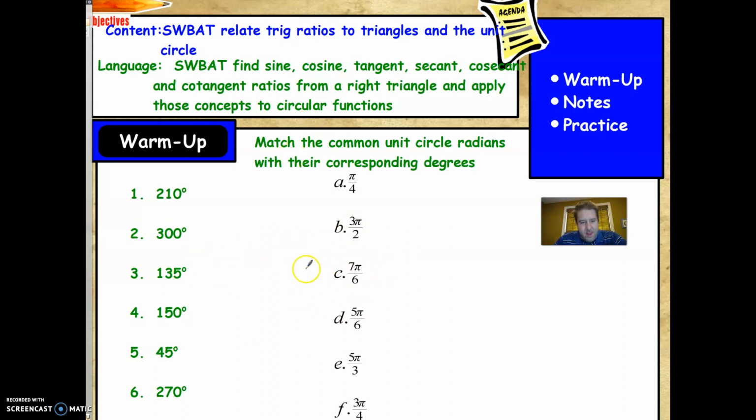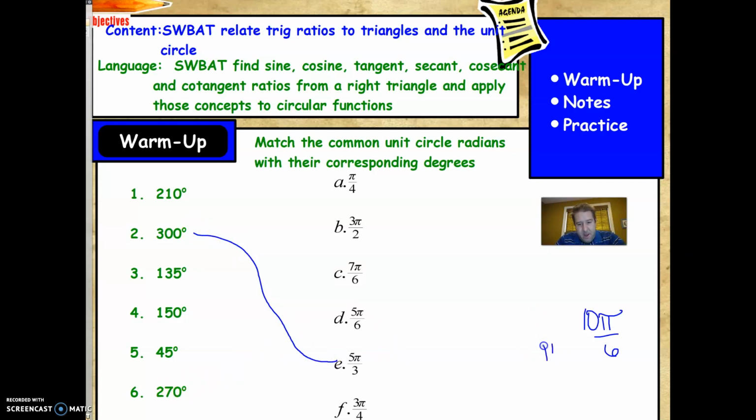All right, so starting off with a warm-up, and this warm-up leads to what we've been doing before, which is matching our degrees to our radians. If you keep in mind that 30 degrees is really pi over 6, and 300 degrees is just 10 times 30 degrees, then it's 10 times pi over 6. But then remember, 10 pi over 6 can be simplified to 5 pi over 3. So, little tricks to figuring out things that you may or may not know.